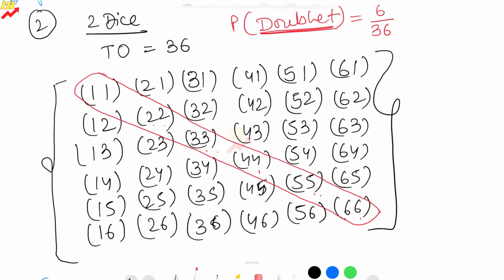Okay. So now we need to understand one more thing. They can ask you even the weirdest questions, right? They can ask you what is the probability of getting a prime number on the first die?